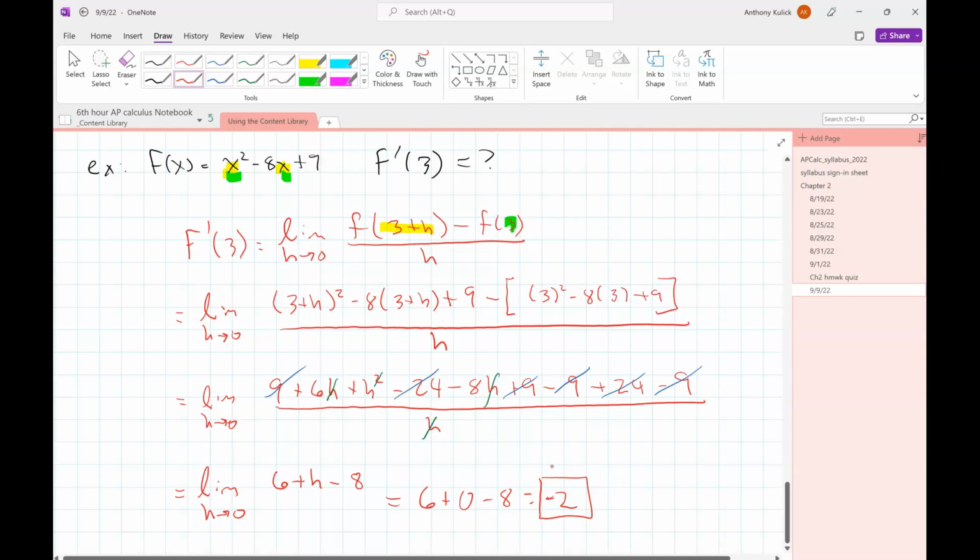So is that right there the derivative? That's the value of the derivative at 3. So that's the value of the derivative of f at 3, at x equals 3. It's exactly right. Okay. Let's do another example.